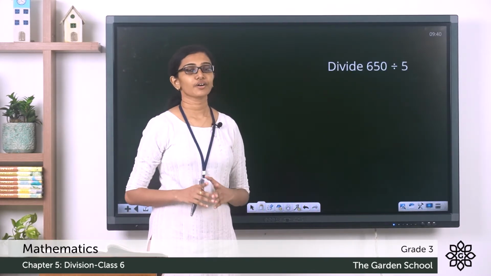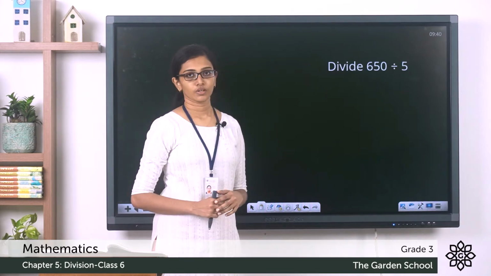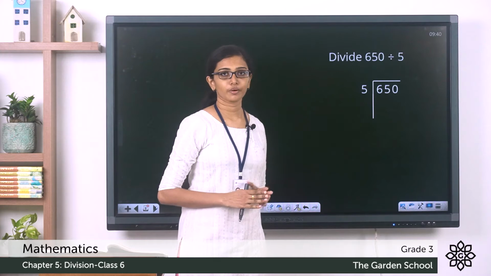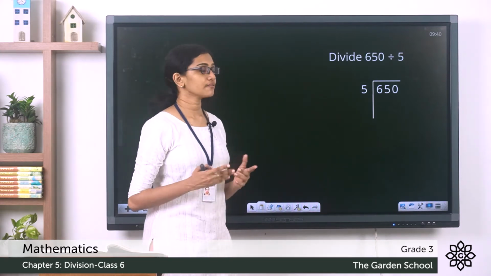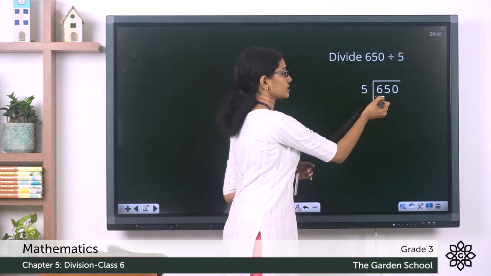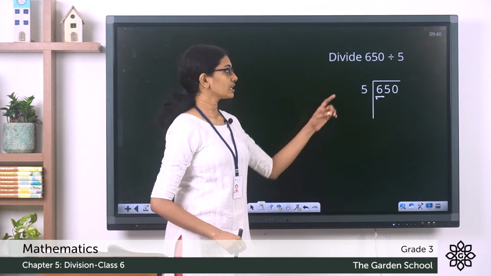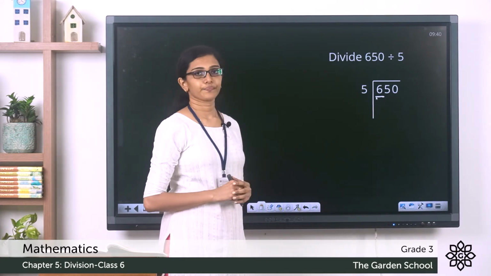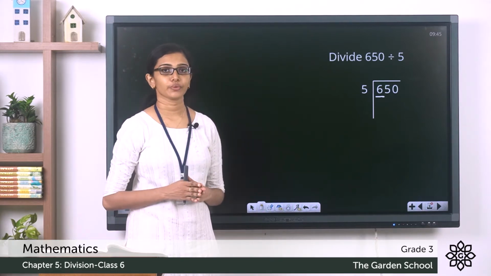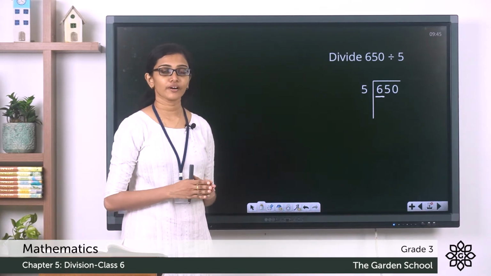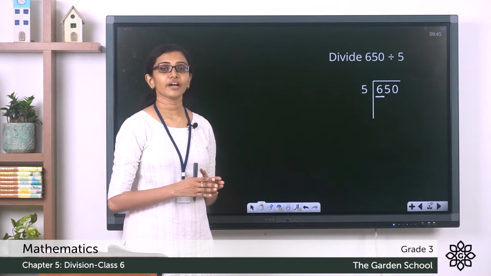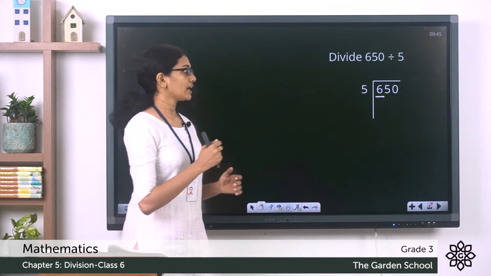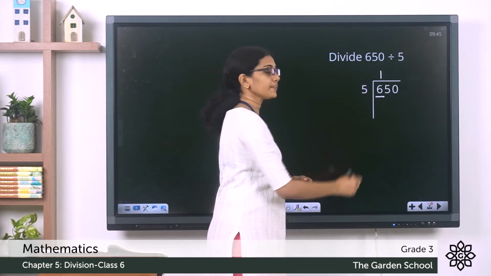Divide 650 by 5. So let's do the first step. We have written the numbers in the proper way. So first consider the first digit of the dividend, which is number 6 here. Then we have to divide this 6 by the divisor 5. 6 divided by 5. And let's recite the table of 5. 5 ones are 5 but 5 twos are 10. So let's take 5 ones are 5 and write that 1 here.